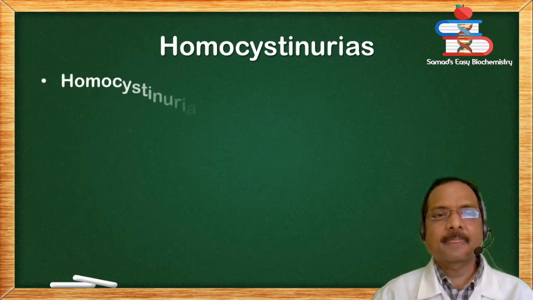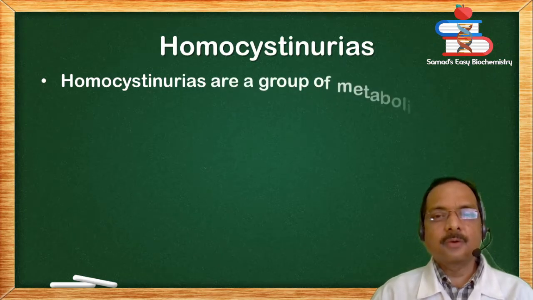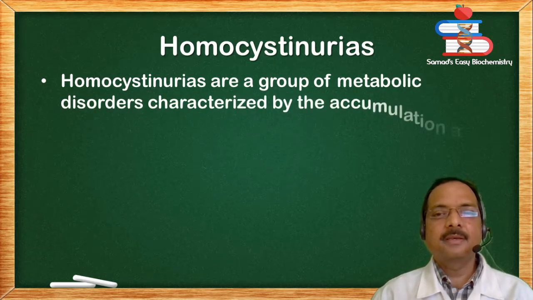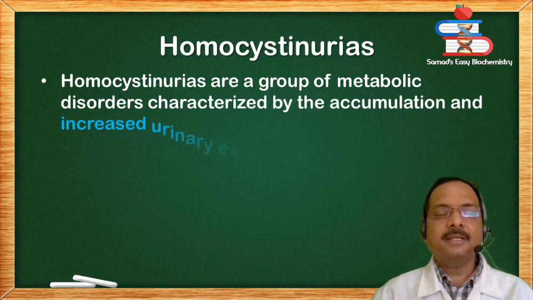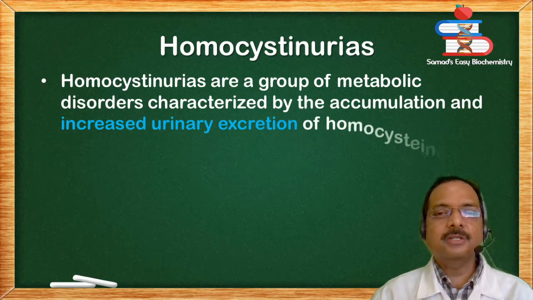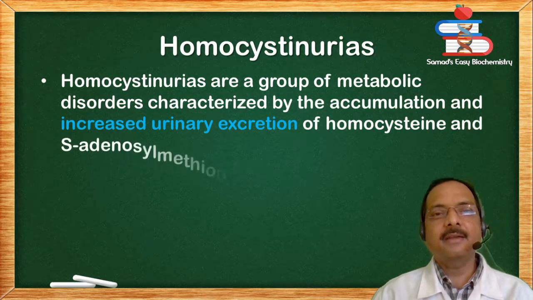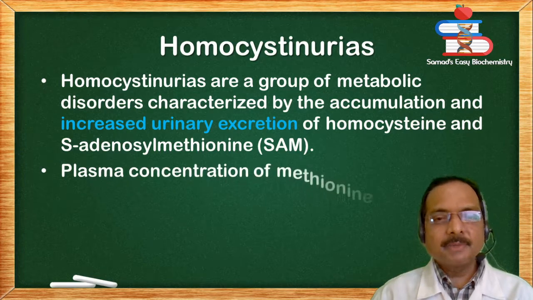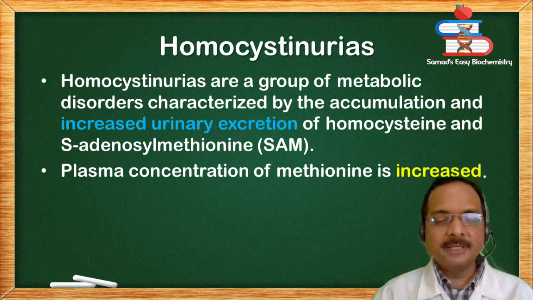Homocystinurias. Homocystinurias are a group of metabolic disorders characterized by the accumulation and increased urinary excretion of homocysteine and S-adenosylmethionine. Plasma concentration of methionine is increased.